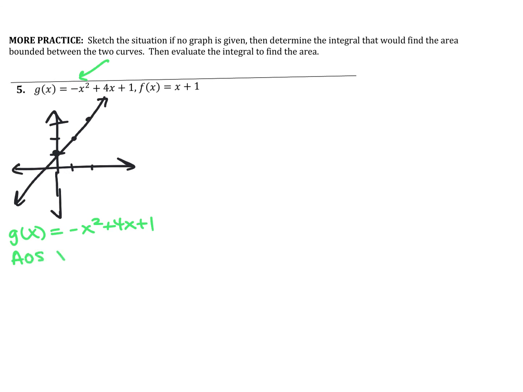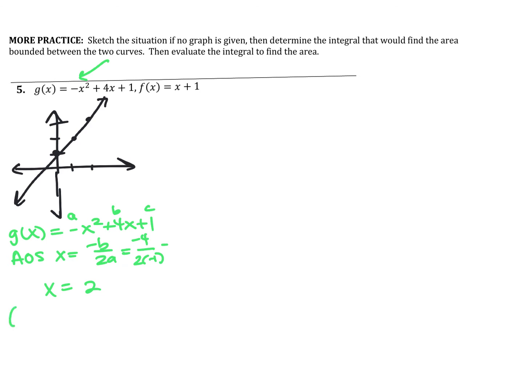So the first thing I want to do is find the axis of symmetry, remembering that a is the number in front of x squared, b is the number in front of x, and c is the constant. X is equal to the opposite of b over 2a, which in this case is negative 4 over 2 times negative 1, or just x equals positive 2. Negative 4 divided by negative 2 is positive, x equals positive 2.